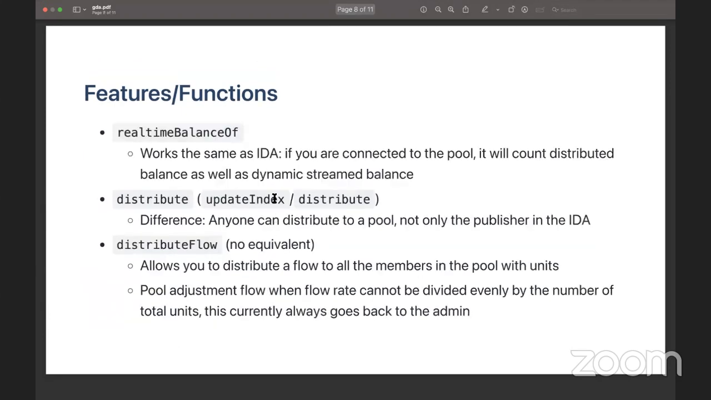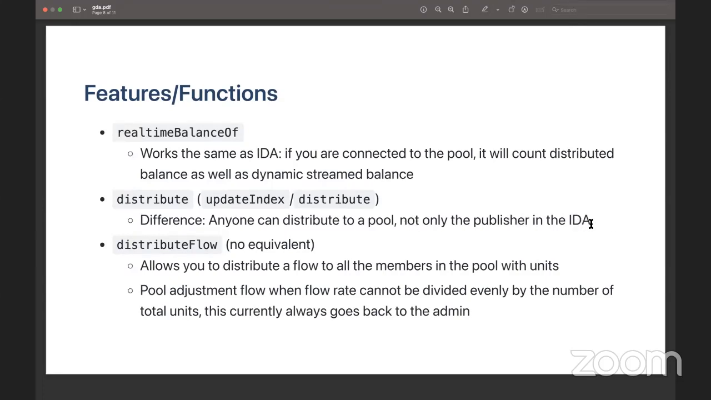Functions. Okay. And then these are just functions that once again anyone can call. I guess create pool belongs here because anyone can call these. So real-time balance of this works the same as IDA. If you're connected to the pool, it'll count the distributed balance as well as any dynamically streamed balance. If you're not connected, it doesn't count either your distribution received so far or the dynamically streamed balance. We also have the distribute function. In IDA, that's update index or distribute. And the difference is that anyone can distribute to a pool, not only the publisher as in the IDA.